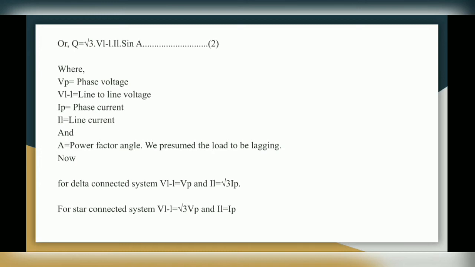Now, for delta connected system, VL to L, that is line to line voltage, is equal to phase voltage, and IL is equal to root 3 phase current. For star connected system, line to line voltage is equal to root 3 phase voltage, and IL is equal to Ip, that is line current is equal to phase current.